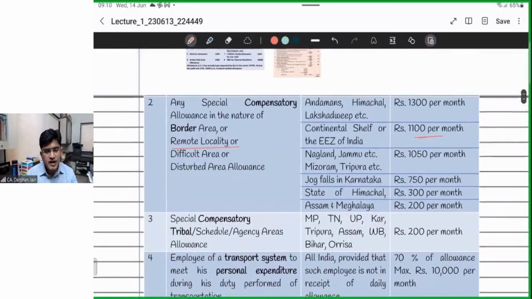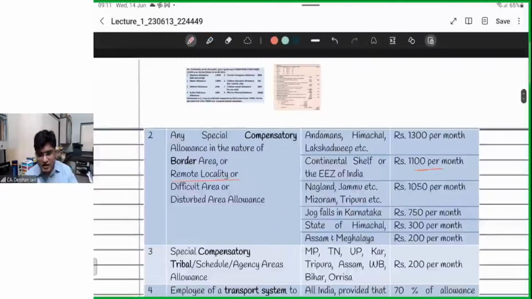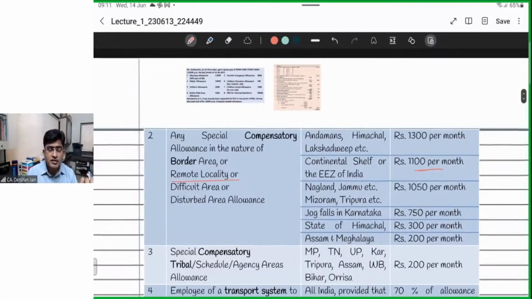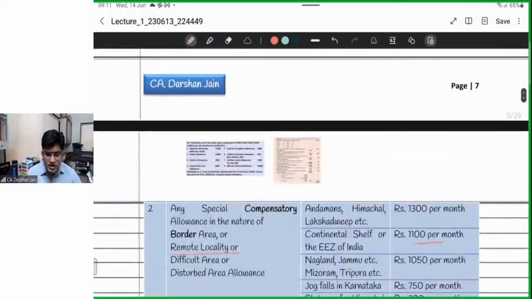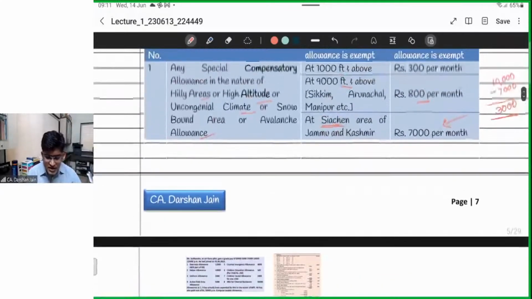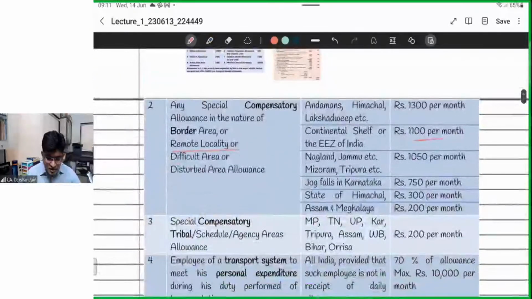Well, you don't expect a very difficult point to be covered while this particular exemption would be asked in the exam. You would have to just go through it, try and understand them logically. You already understand. See, Siachen more dangerous and therefore 7,000 rupees per month. When it comes down to Arunachal, Sikkim, Manipur, they are at an altitude of 9,000 feet and therefore 800 rupees per month. When you look at the special compensatory allowance also, you'll find that it is all based on the risk of the posting of the employee.